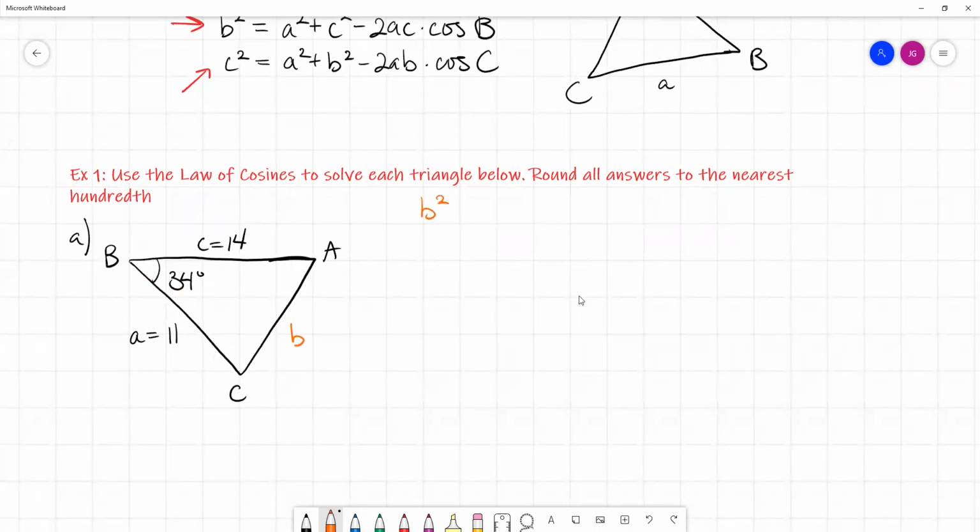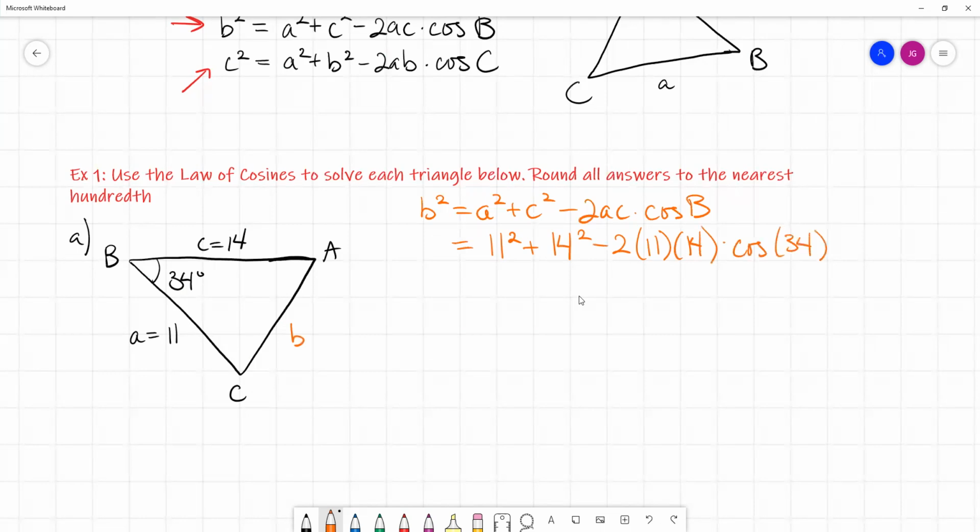I have b squared equals a squared plus c squared minus 2 times a times c times the cosine of B. Okay, so now I'm going to substitute everything in. b squared equals a squared, so 11 squared plus 14 squared minus 2 times a, which is 11, times c, which is 14, and then times the cosine of b, which is 34 degrees. Okay, so there's our setup.